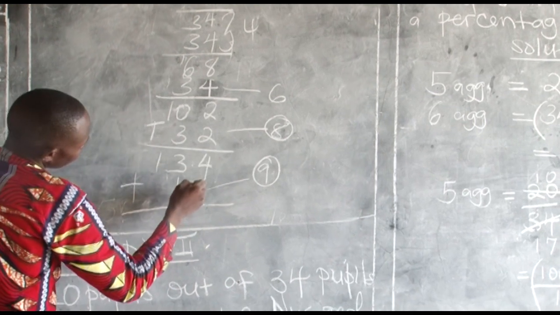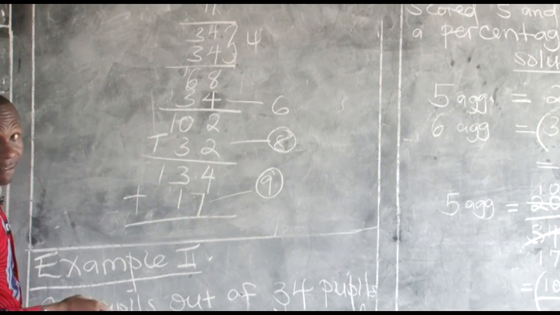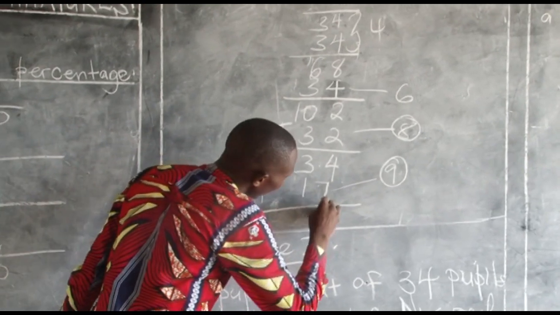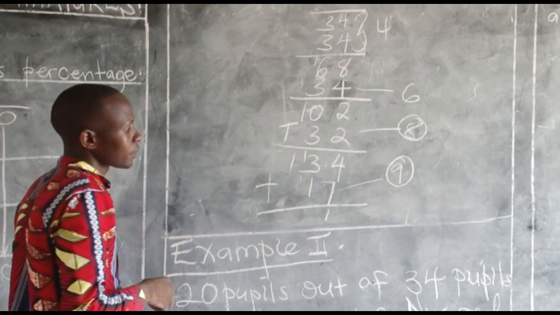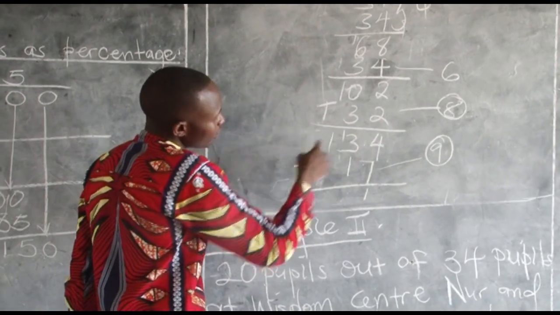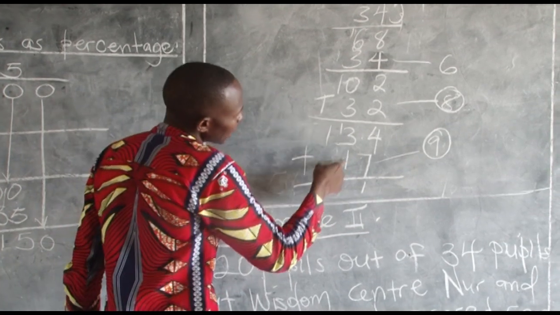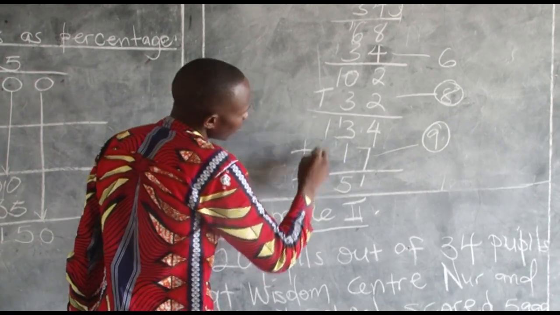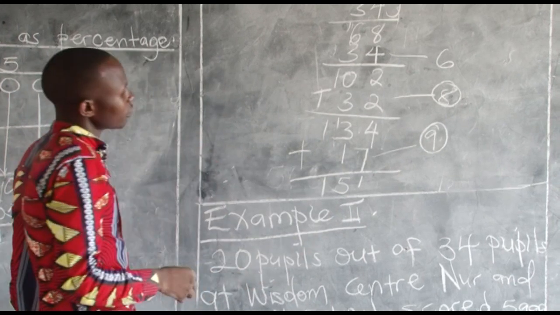When we make 9 groups, let's add and we see what are we going to get. 4 plus 7, it will give us 11. 11, we shall write 1, we regroup 1. 1 plus 3, 4. 4 plus 1, 5. 1 plus this, it gives us 1.